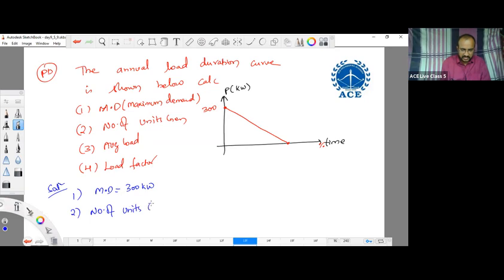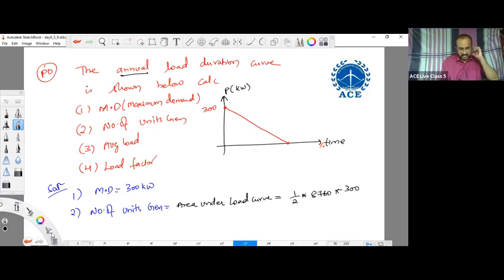How do you calculate the number of units generated? From the given data, it can be calculated by the area under the load curve. This is a triangle: half into base into height. Base is the annual duration, that is 8760 hours, into 300. This will give the total number of units generated.